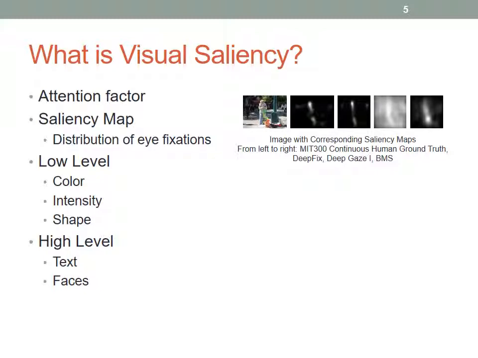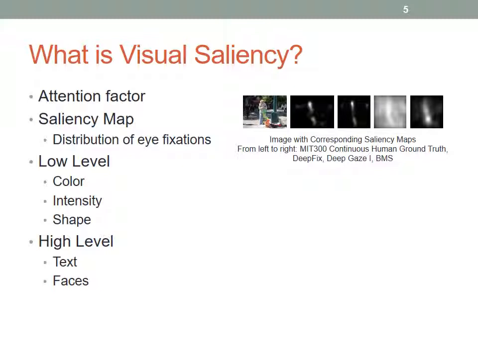So, what is visual saliency in a little bit more detail. Again, it's the attention factor. We describe visual saliency, at least how we measure it, through a thing called the saliency map. It's just a distribution of where we predict the eye fixations are. If we look at this image, I'm not sure if you can see my cursor, you see a clown. There's an image here, and then going from left to right, these are saliency maps.